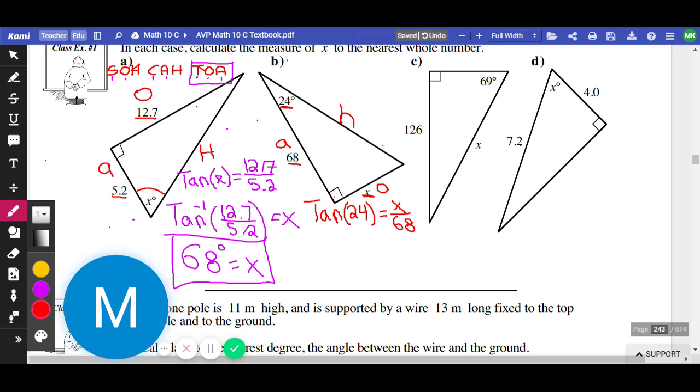That's what you end up with when you fill in your formula. 24 goes in next to 10 because it's the angle. Opposite is unknown, we call it x. And 68 is your adjacent.